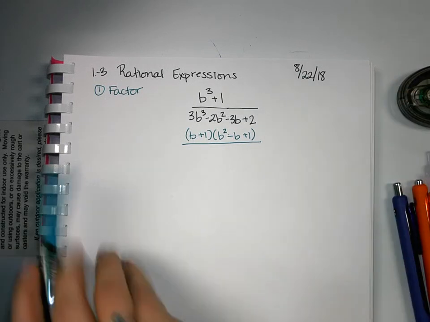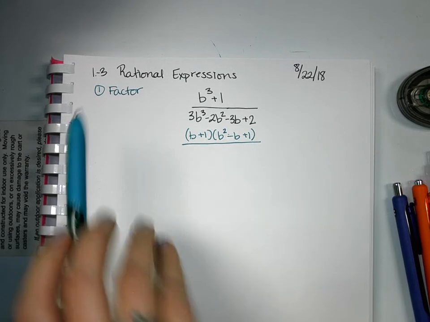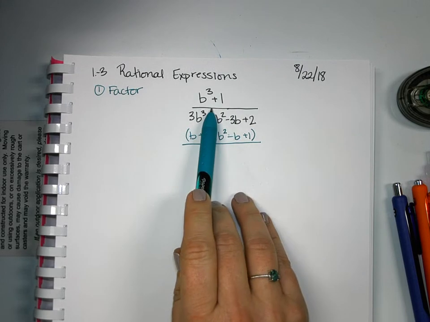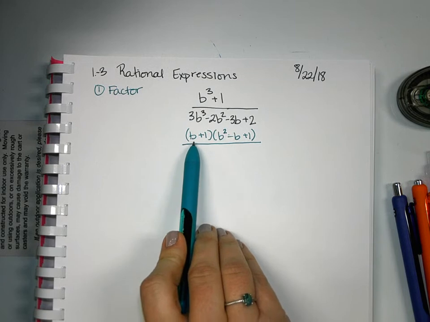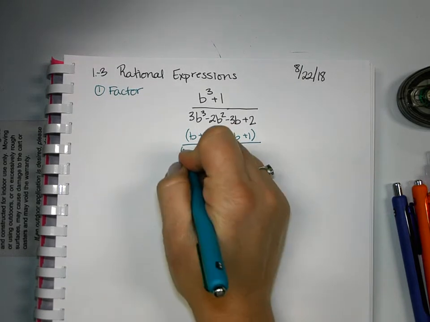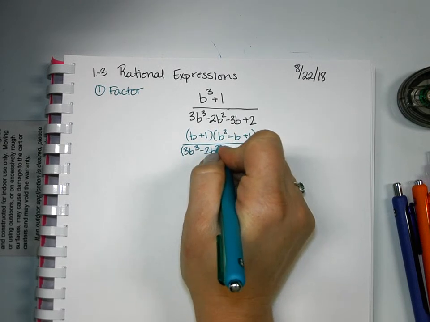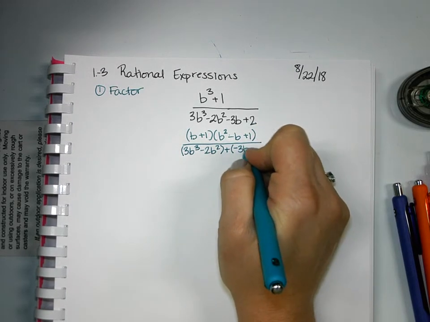So the first step when you're simplifying these is to factor. So that's what I was in the middle of doing. So my numerator, I notice, is a sum of cubes, so I can use my SOAP to factor it out. And then my denominator is one that I'm going to do by grouping. So I'm going to group the 3b to the third minus 2b squared together. And I'm going to put a plus sign because that negative has to stay with the 3.